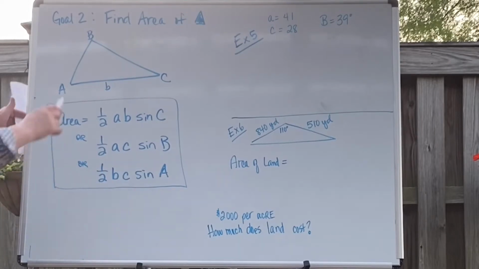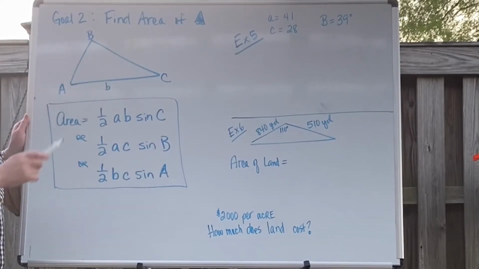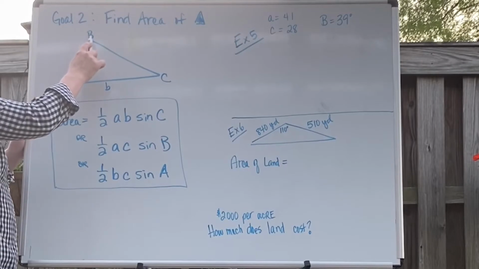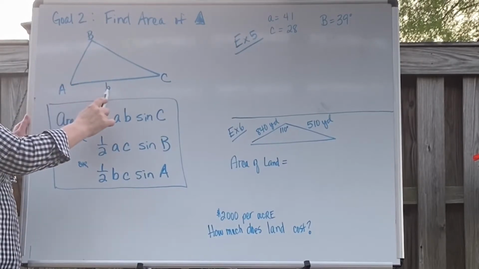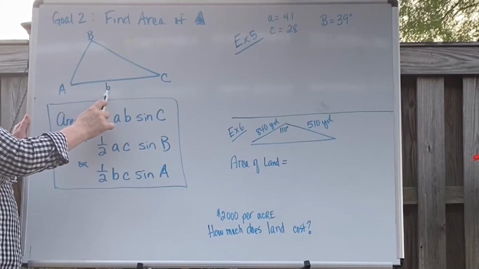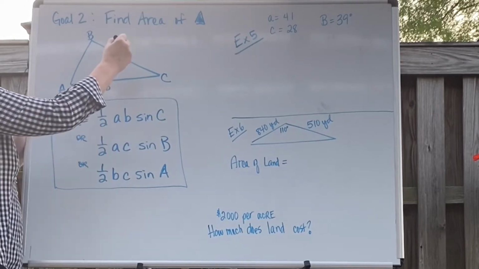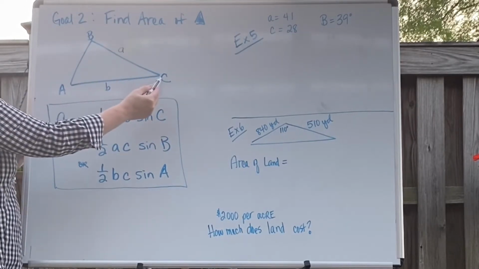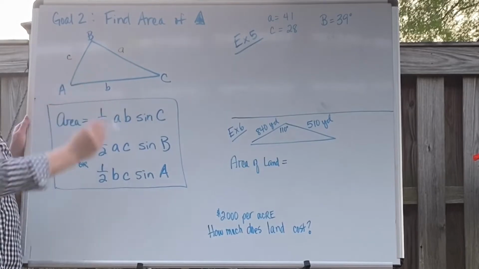So here we go. First thing is we look at our triangle, and we're going to label across from the angle the corresponding letter for each side length. So capital A across is little a, and capital C across is little c.